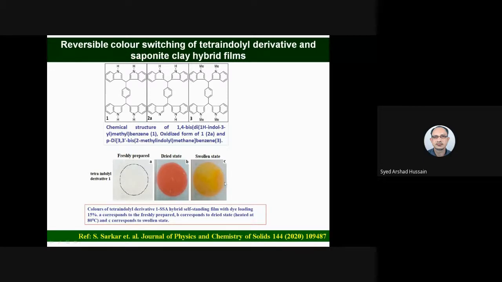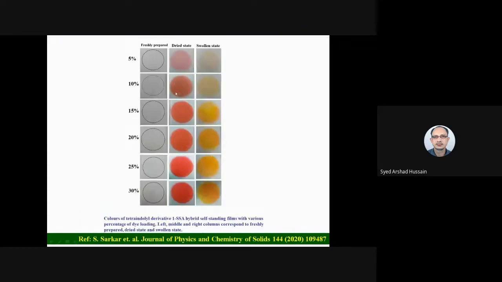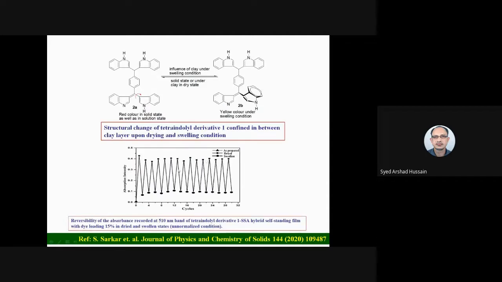An interesting thing is that it is observed that color switches between red and yellow. This is for the different concentrations we show. You see the color switches between red and yellow many times. So we dry it, then we swell, then again wash out, then again dry, in this way.